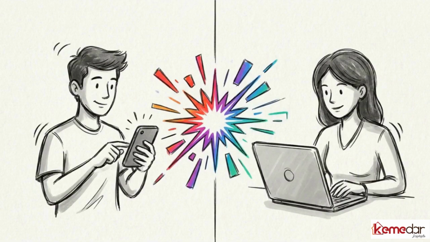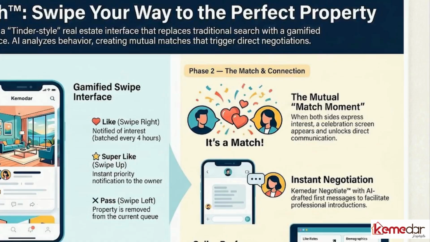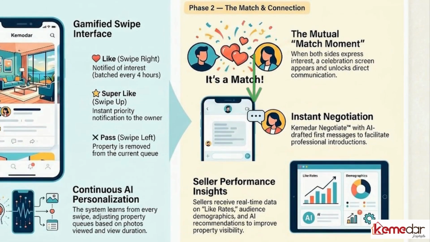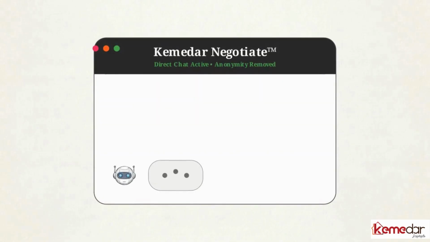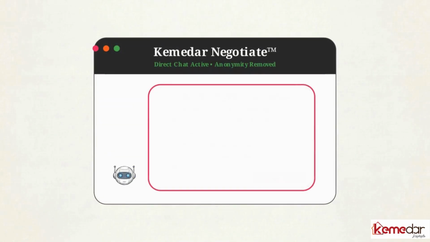The end goal of this process happens when your AI-curated swiping aligns with a seller. On this screen, you see the result. When both sides confirm interest, it triggers a mutual match. Your anonymity drops, and the system opens a direct channel. To maintain momentum, the AI instantly drafts the first message, giving you a professional introduction to start the negotiation.